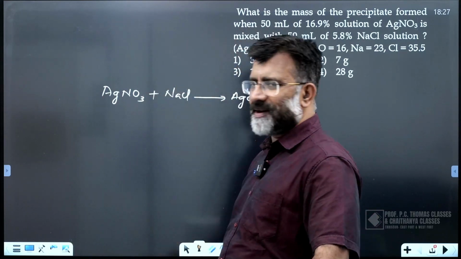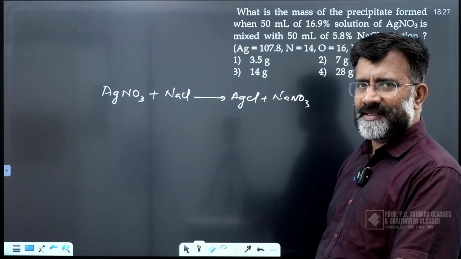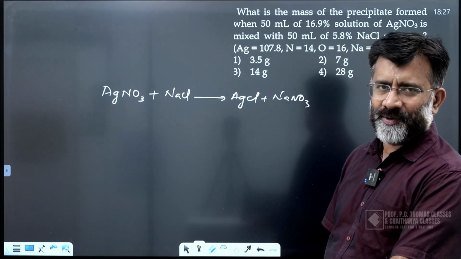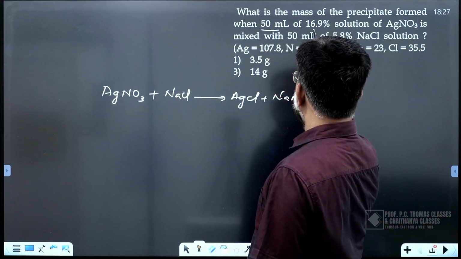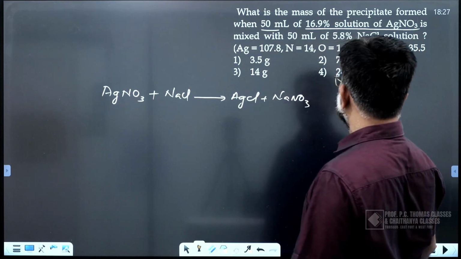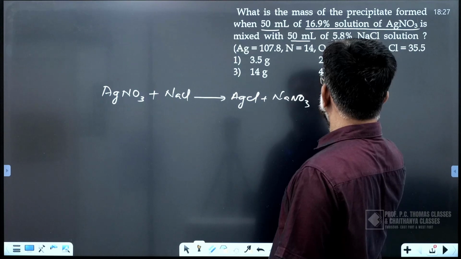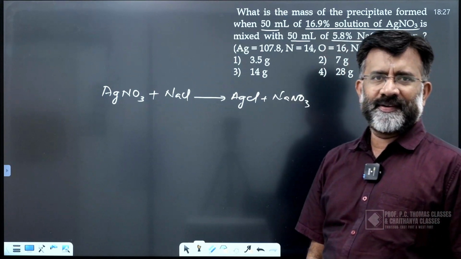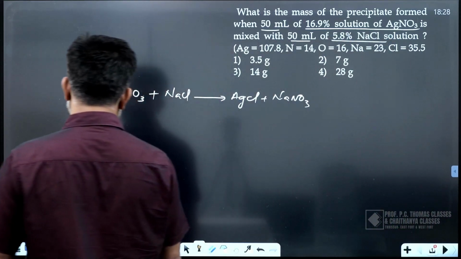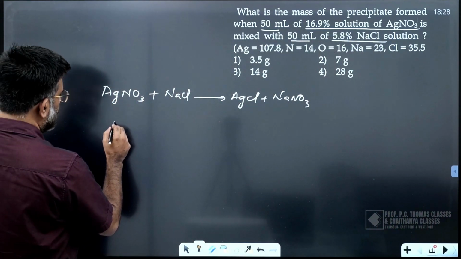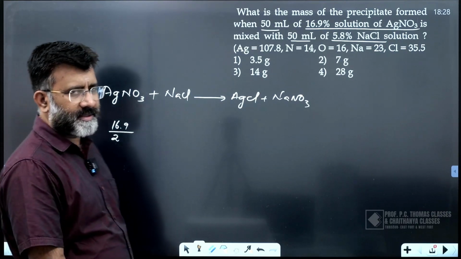So 1 mole silver nitrate reacts with 1 mole NaCl. You get 1 mole AgCl and 1 mole NaNO3. Here we have 50 ml of 16.9% silver nitrate and 50 ml of 5.8% NaCl, right? So what is the number of moles of silver nitrate? Number of moles of silver nitrate will be mass by molar mass. It is 16.9 divided by 2. That will be the mass.